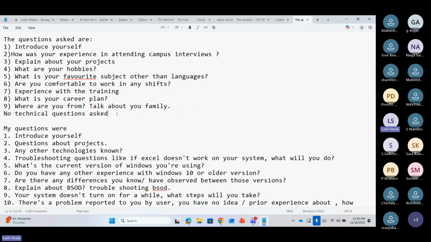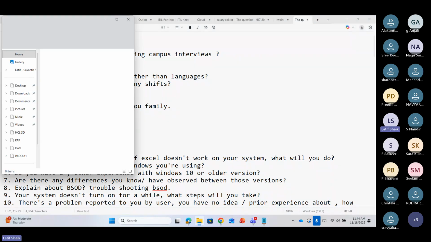So where are you from? About your family, about your career, experience with the training. Are you comfortable working any shifts? What is your favorite subject other than the languages, hobbies, project related? These are some of the questions asked of the previous batch people.